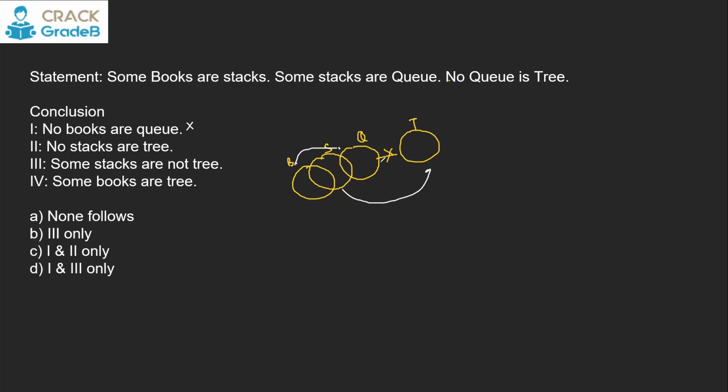Stacks and trees can intersect. Only queue and tree won't intersect. So that's also wrong. Some stacks are not tree. That is true, because these many stacks which are intersecting with queue, they cannot be tree. So this is a true conclusion. Some books are trees. It is not necessary. As you can see in this diagram, they are not intersecting. So only one is correct, that is third. So answer will be only 3 follows.